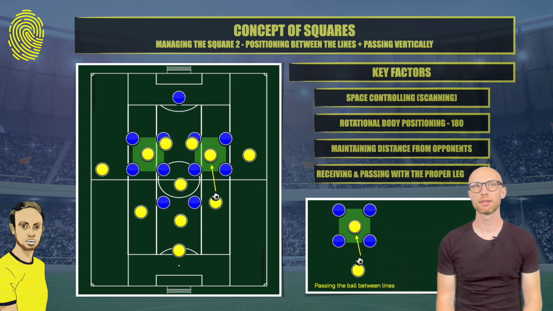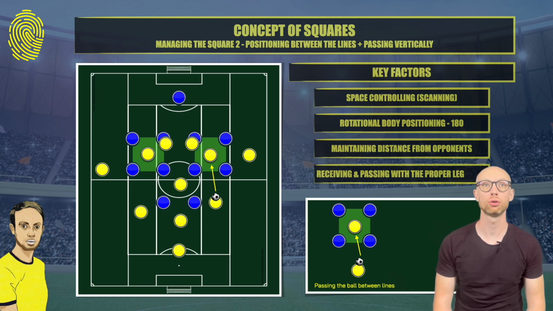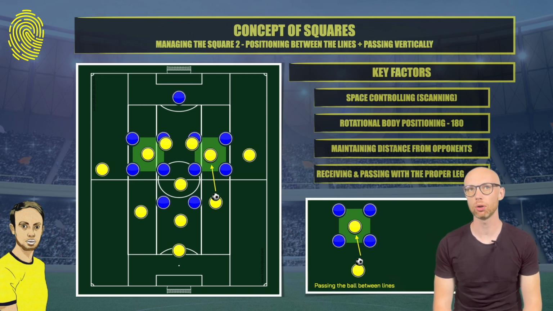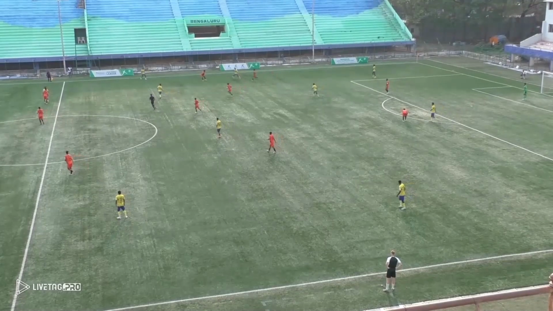A player constantly operating within a specific group of opponents should manage his position so that he is always as far as possible from each of them. Just like the 6, the 10 should collaborate with the player passing the ball so that both use the correct foot for passing and receiving the ball.